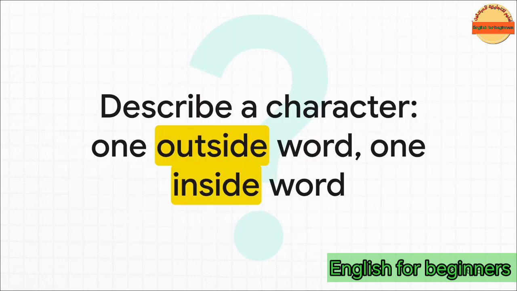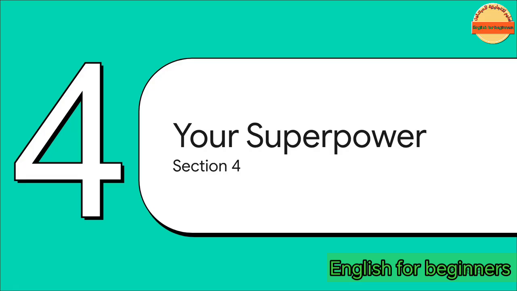Okay, your turn. Go on. Think of a favorite character from a movie, a book, a video game, whatever. Got someone in your head? Great. Now pick one outside word that describes how they look and one inside word that describes who they are. See how fast you can create a description that's got both the physical and the personal in it. This little exercise might seem really simple, but what you're actually practicing here is a genuine communication superpower.